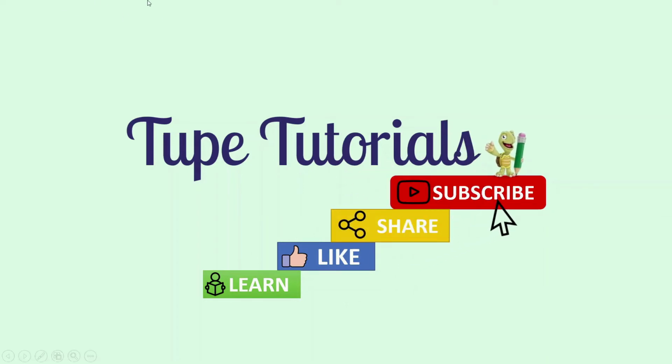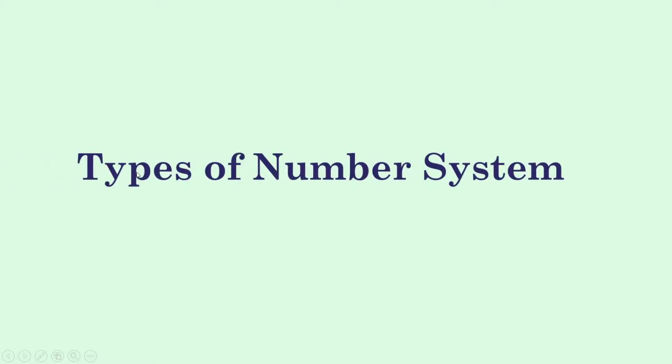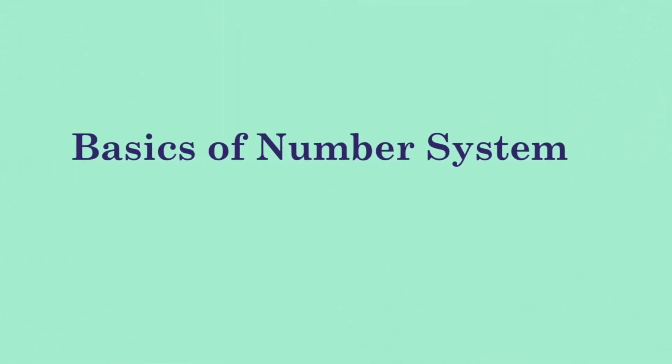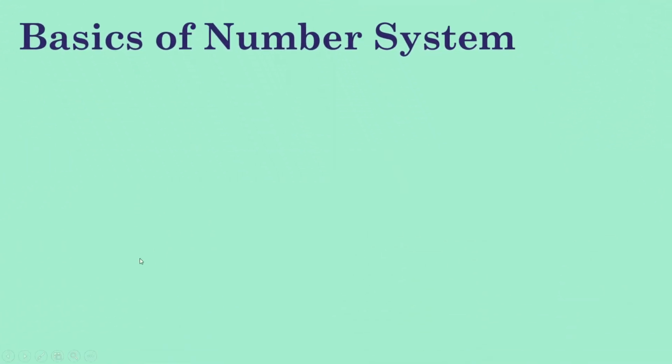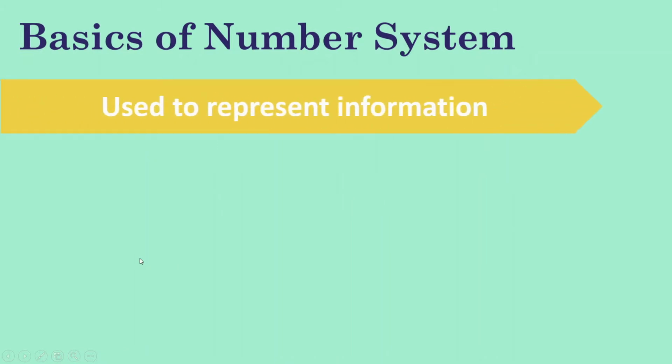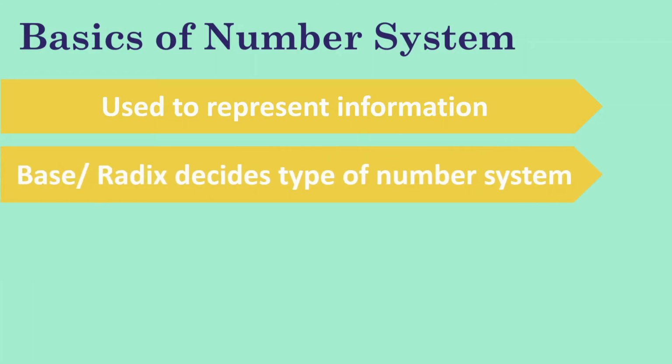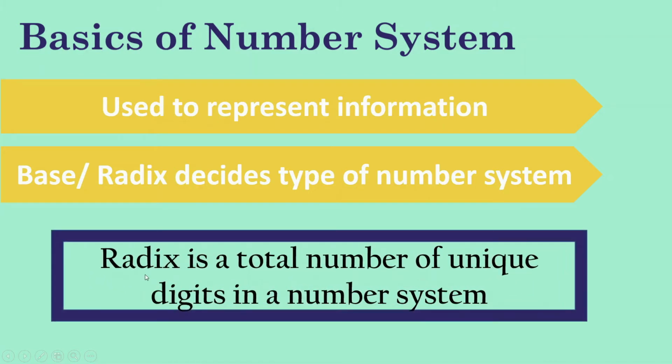In this video, we are going to see different types of number system used in digital electronics. Before starting with that, let's understand some basics of number system. Number system is basically used to represent information. The second thing is base or radix is used to distinguish between different number systems. Radix is basically the total number of unique digits in a number system.